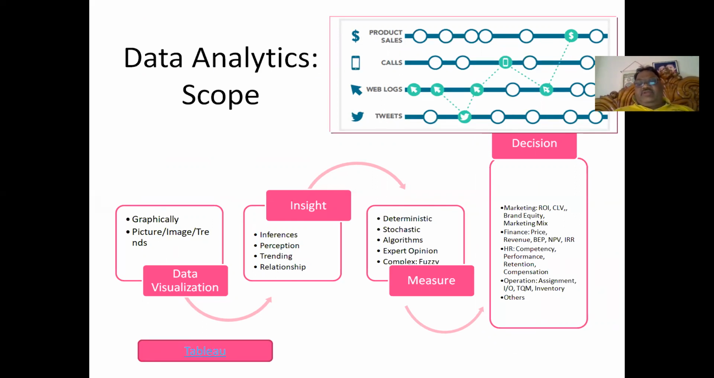We can use it for decision making. In marketing, you will find out ROI, return on investment, measure customer lifetime value, that is CLV, and measure brand equity. In finance, we'll be using it for price, revenue, break-even point, net present value, and internal rate of return. In HR, we use these analytical tools for competency mapping, performance measurement, retention of employees, and compensation strategy. In operations, we can use it for supply chain management, assignment, product analysis, total quality management, inventory models, etc.